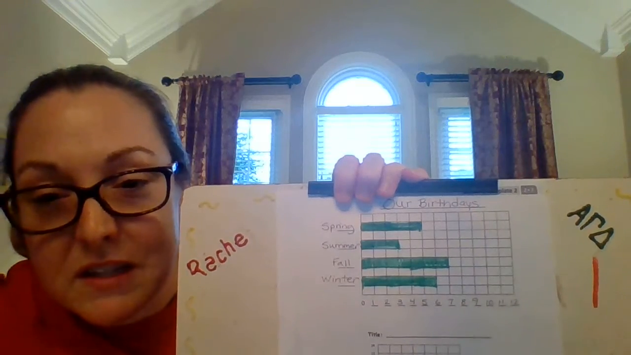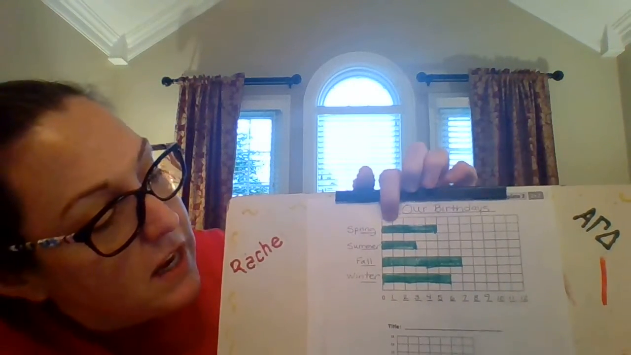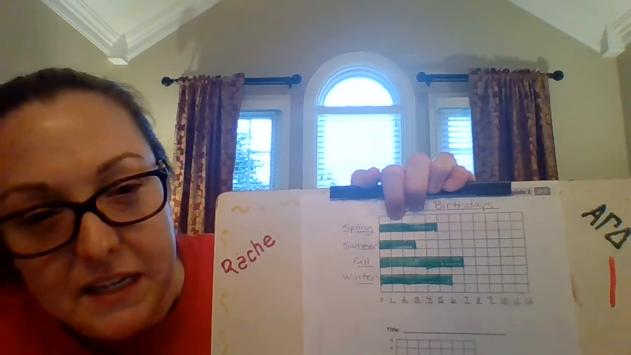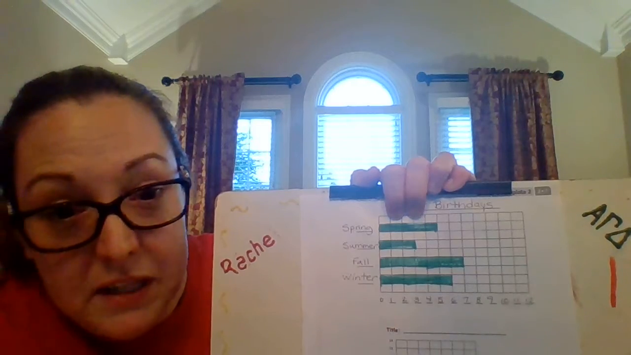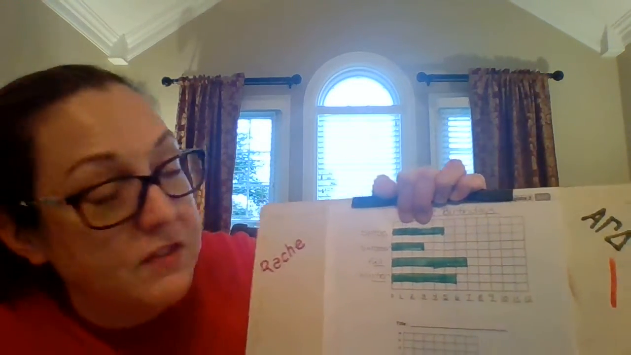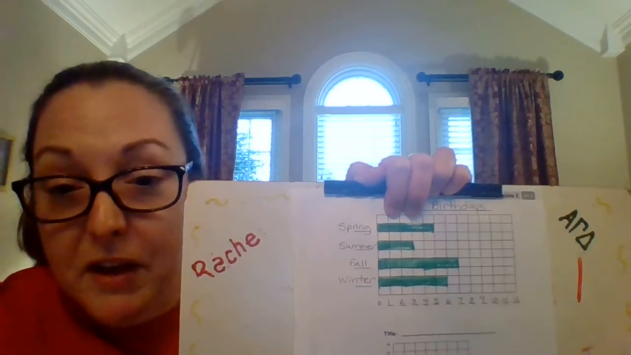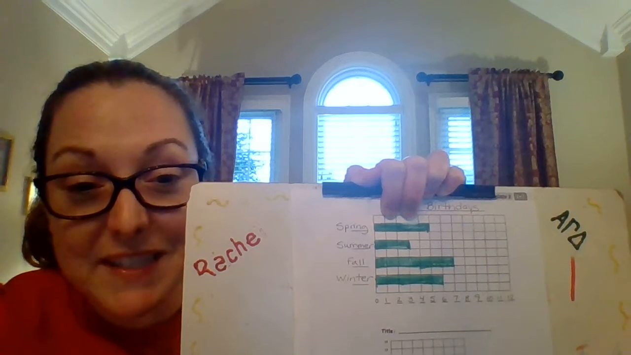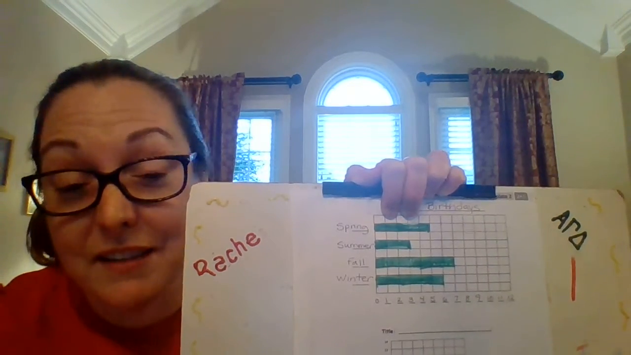One question that you're going to see today on your work is, what if we had double the number of spring birthdays? How many would we have if we had double the number of spring birthdays that we have in our class now? So if we have 5 spring birthdays, you'd have to double that 5. 5 plus 5, or 2 groups of 5, which is 10. So then we would have 10.